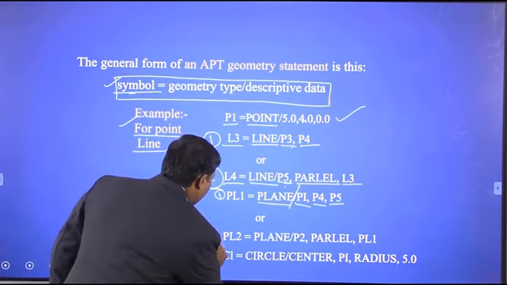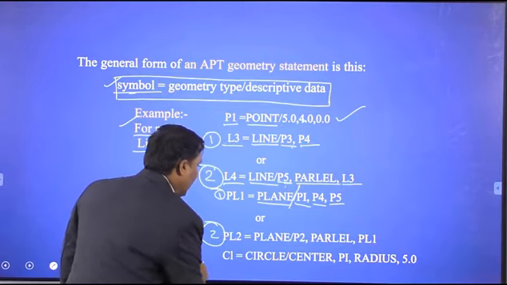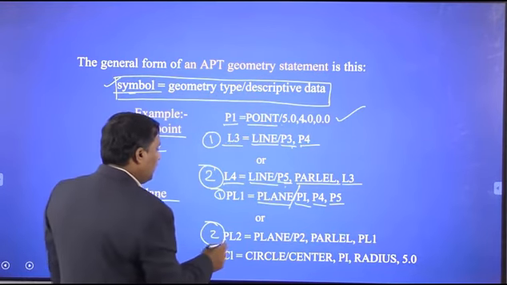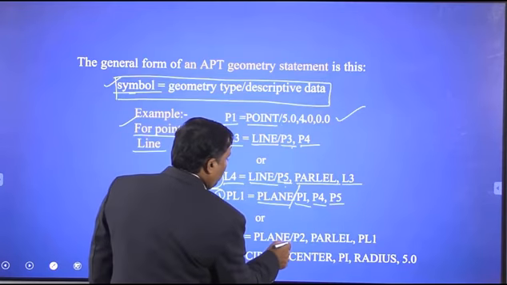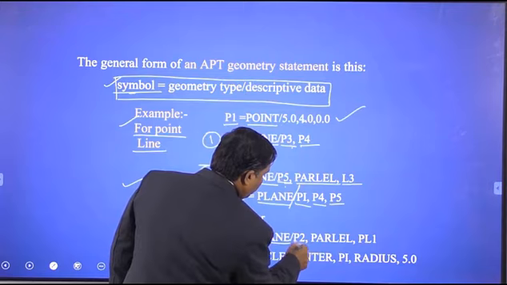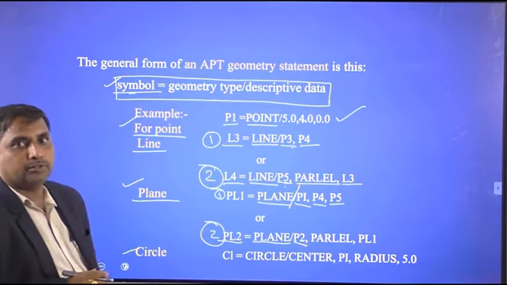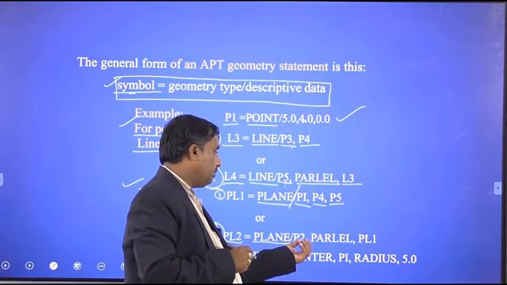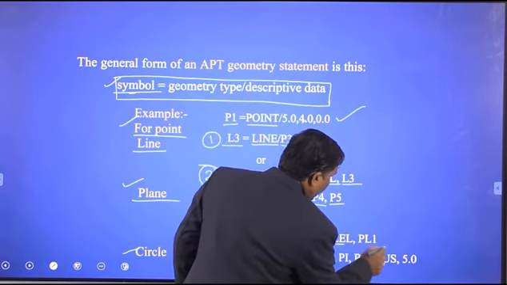Another one is plane 2. This is another way of defining a plane. How will we define it here? Again, PL2 equal to plane, this is the geometry type, slash, next P2. P2 means passing through the point P2, parallel to plane 1.